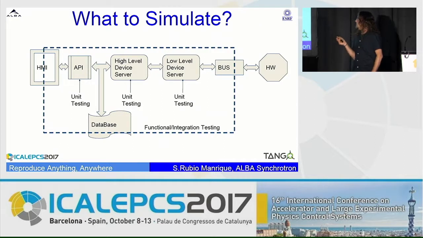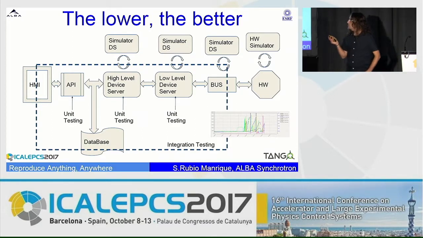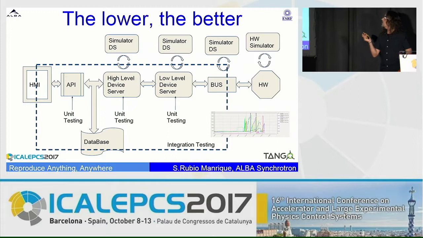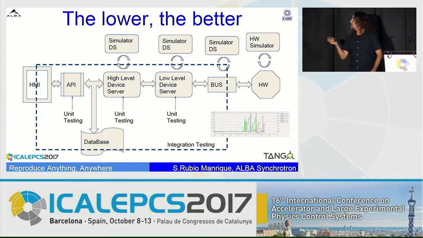What to simulate? Typically, we have many layers in our systems. So there are many places where you can put a simulator when you are doing functional testing for a piece of software. But from my point of view, the best place to put the simulator is always as near to the hardware as possible, because then you are just simulating a small part and running the real stuff for the rest.